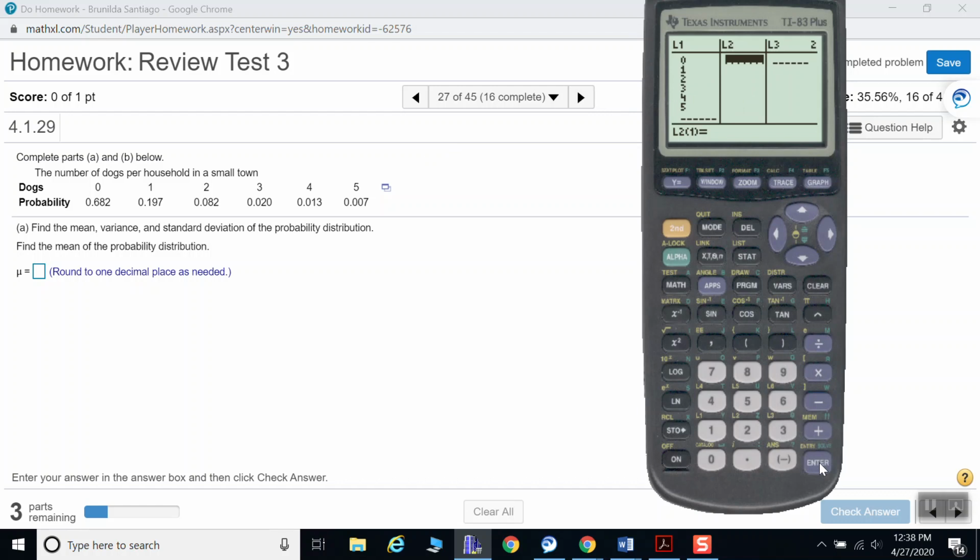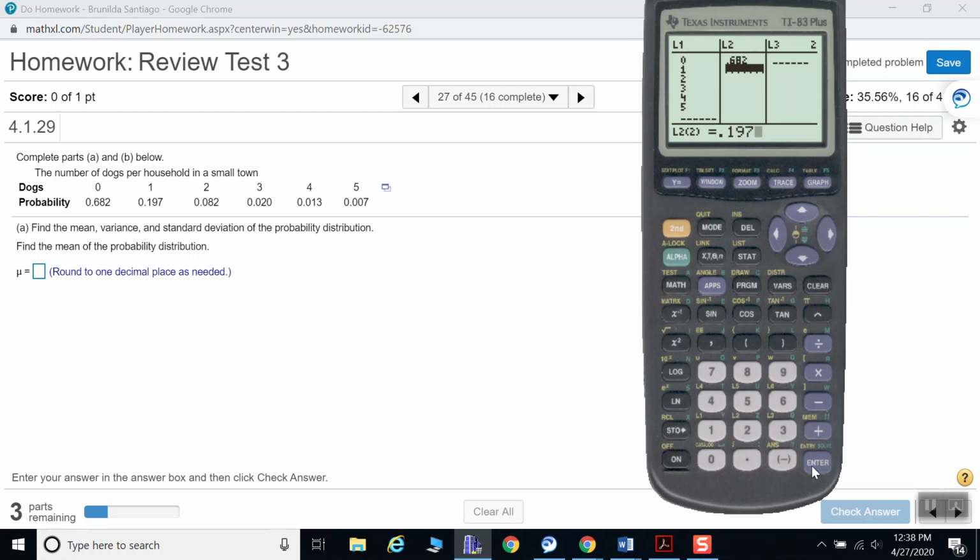So I move the cursor to the top and press clear and then enter. And make sure that it matches. You cannot just enter it in any order. It has to match the pair that you see on paper. So in here is going to be 0.682. Press enter.